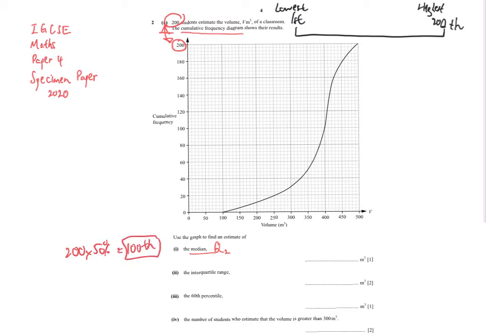We find the 100 here, and then we draw a horizontal line from the 100 until we touch the graph, and then we draw a vertical line downwards, and then we can get the median. So the median Q2 will be 400. Okay, so that's part 1.